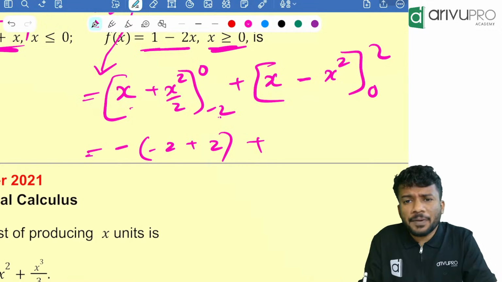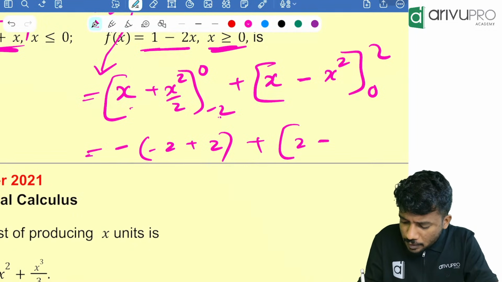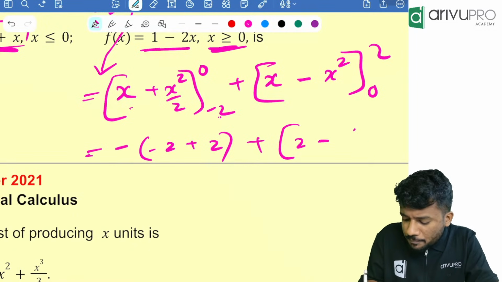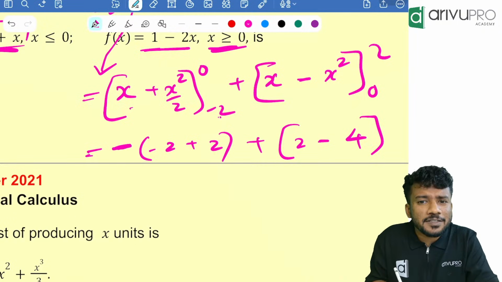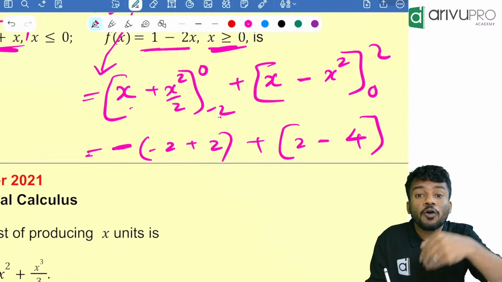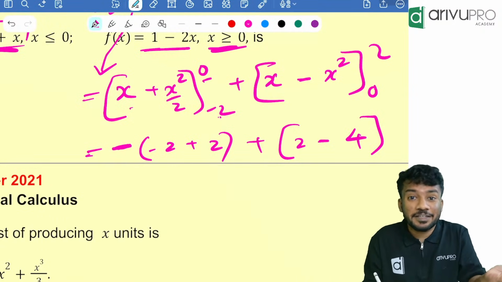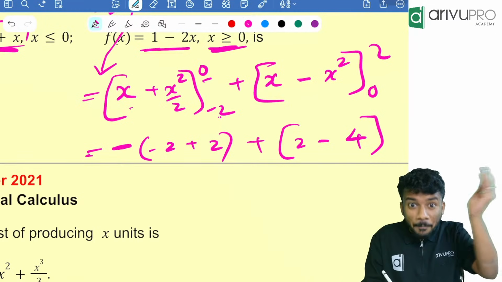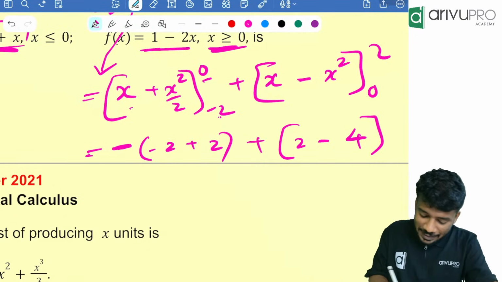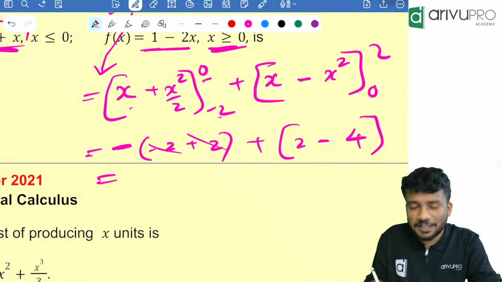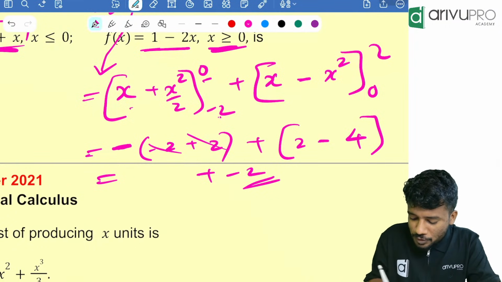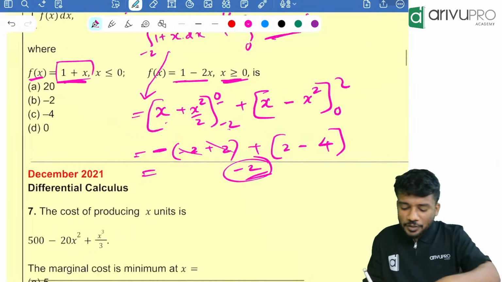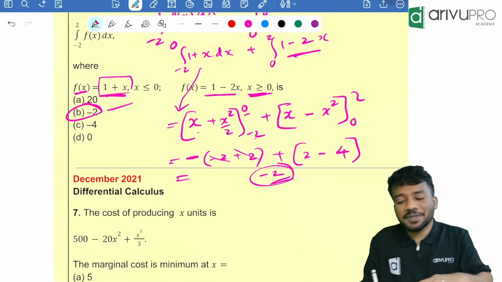Plus apply the upper limit. That is 2 minus 2 square, which is nothing but minus 2. If you apply the lower limit 0, it will be anyway 0. You know the reason for the minus over here, right? Because I am applying the lower limit, because the upper limit is anyway 0. So minus upper limit minus lower limit. That is the logic, right? Yes. Which is equal to this, then this anyway cancels. 0 plus 2 minus 4 is how much? Minus 2. So the answer is minus 2. Option B is your answer.